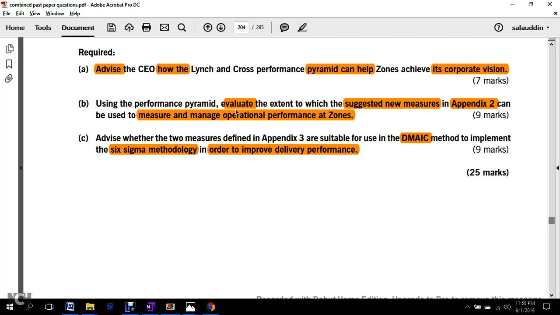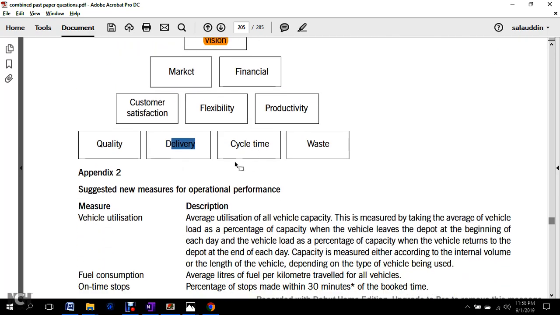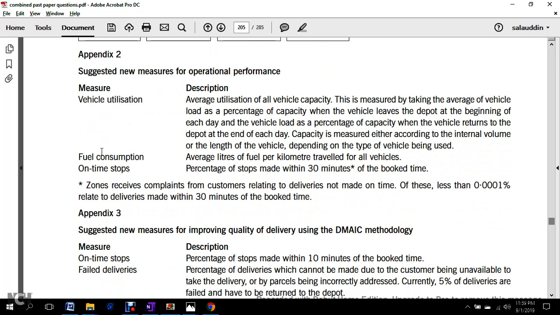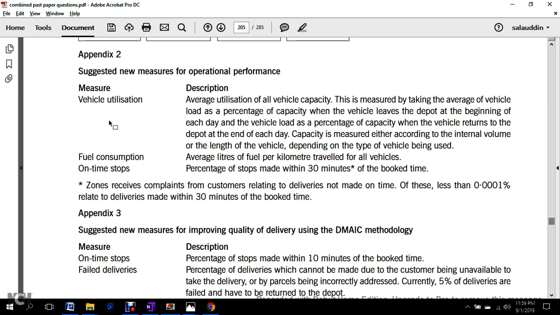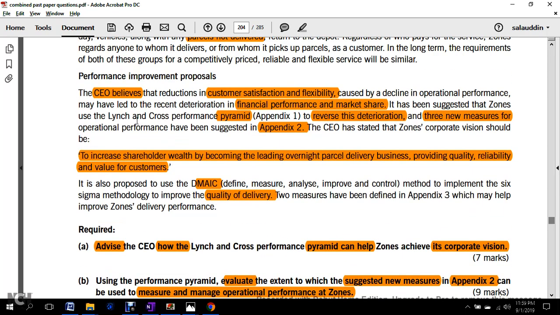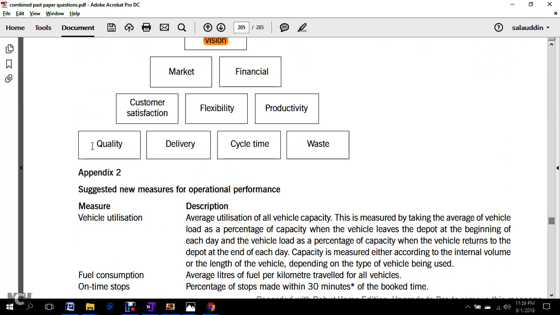Using the performance pyramid, evaluate the extent to which the suggested new measures in appendix 2 can be used to measure and manage operational performance at Zones. So we have to manage and measure operational performance of this level at Zones by using the pyramid with these three measures. It's also written in the scenario, right? The scenario said 3 new measures for operational performance have been suggested. Many students do not get what operational performance means. Operational performance means level 4.